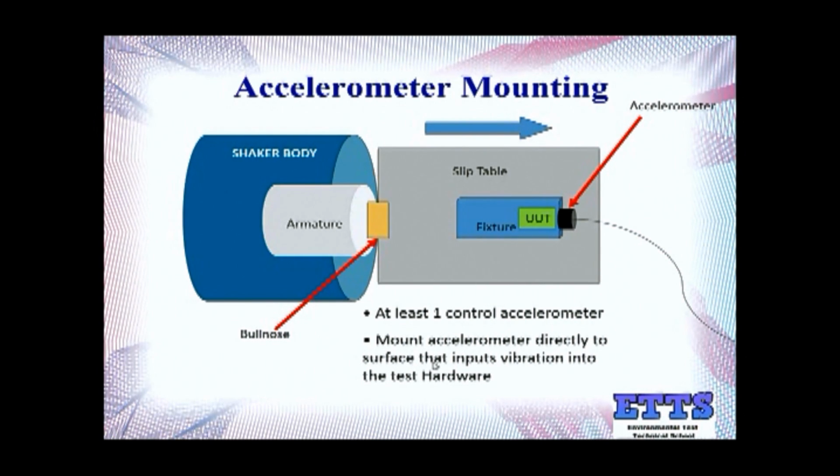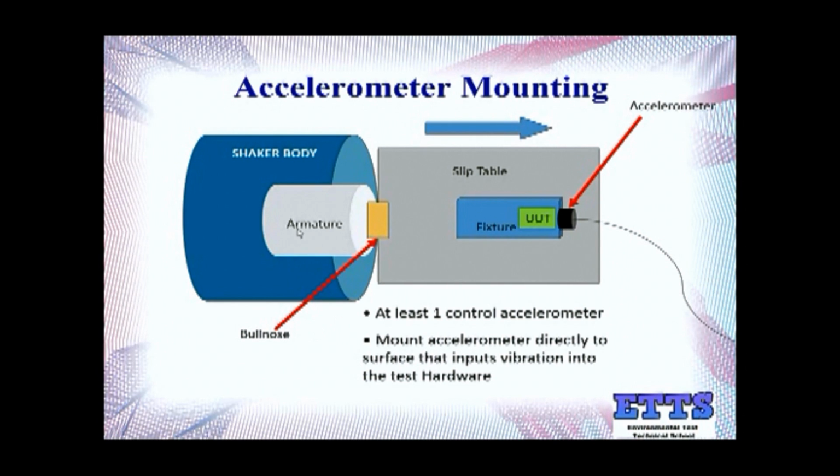You will want to mount your accelerometer directly to the surface that inputs vibration into the test hardware. So you will want to have it on your fixture, typically as far to the end of the slip table as possible. You would also want your unit to be as far to the end of the slip table as possible in order to utilize the most energy from the vibration test system.